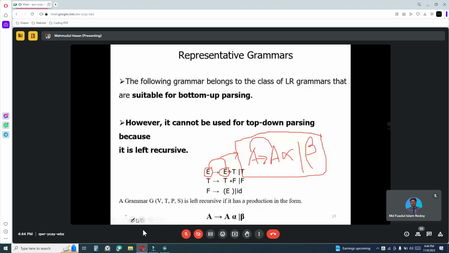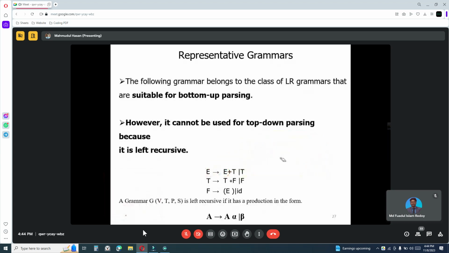So this one is left recursive or not? Left recursive. And this one? Left recursive. And this one? No. Because F and E are not the same. Alpha means anything with A, that is alpha. And beta means the absence of A, that is beta. I will explain at the time of elimination.